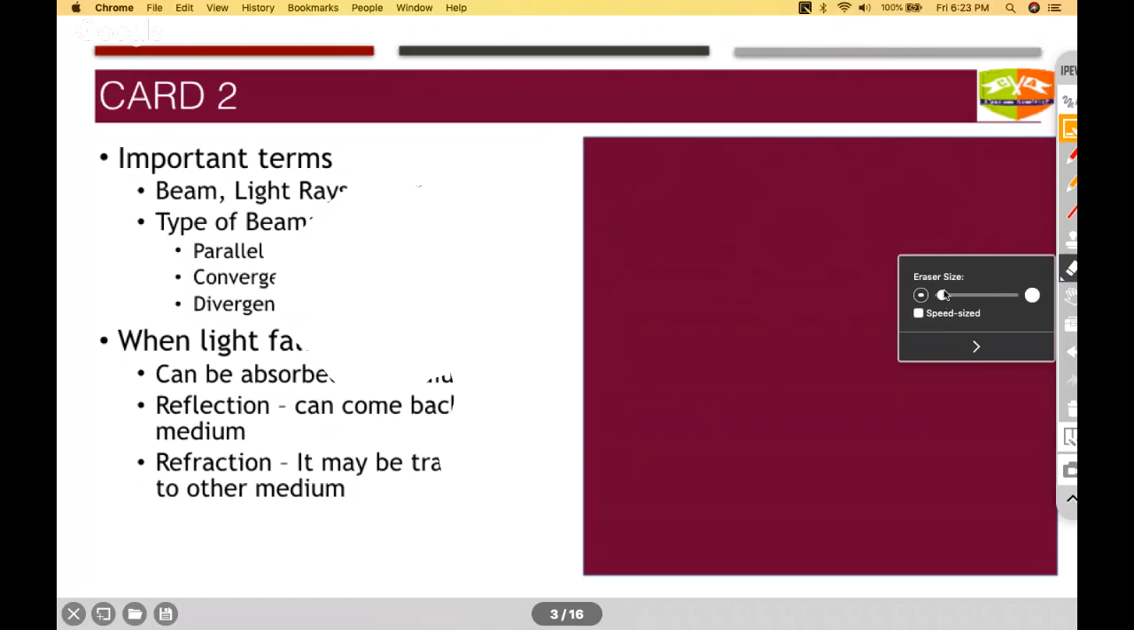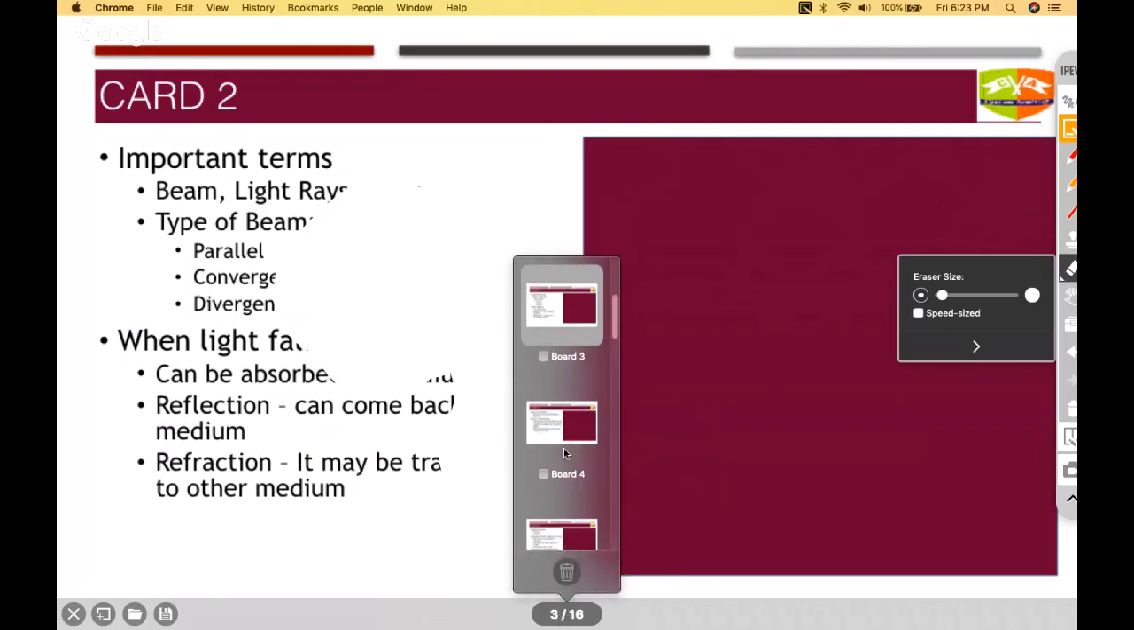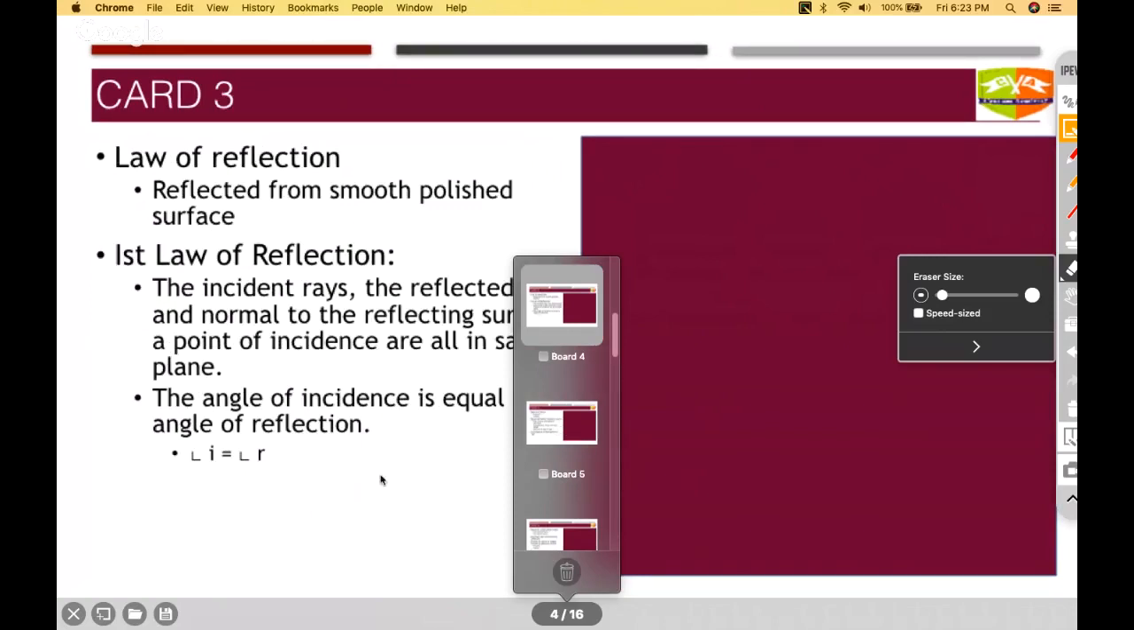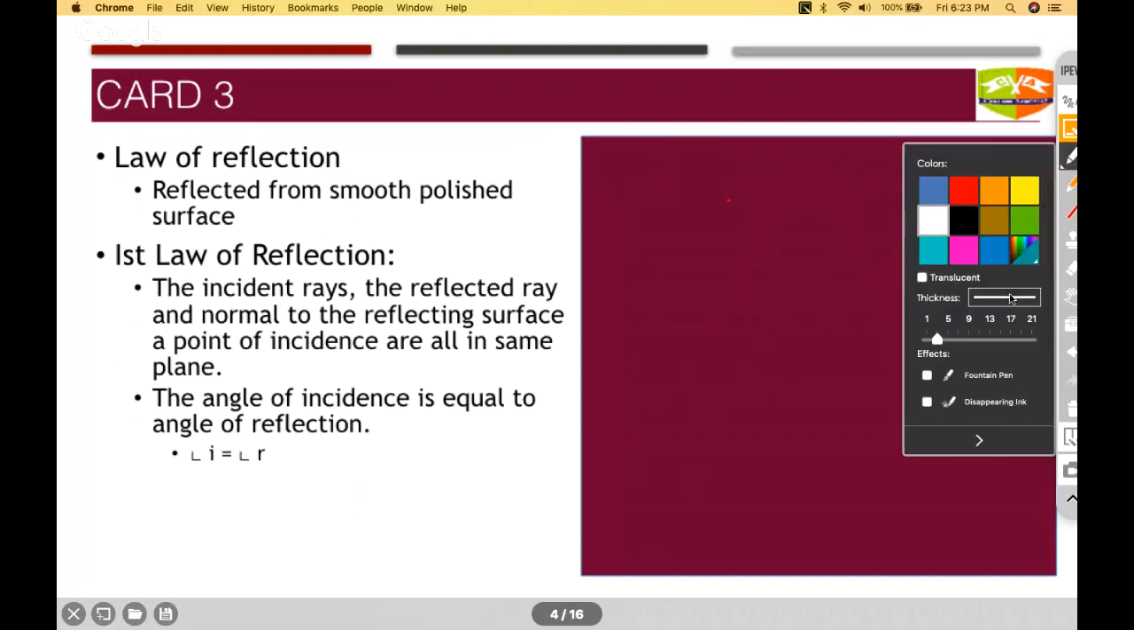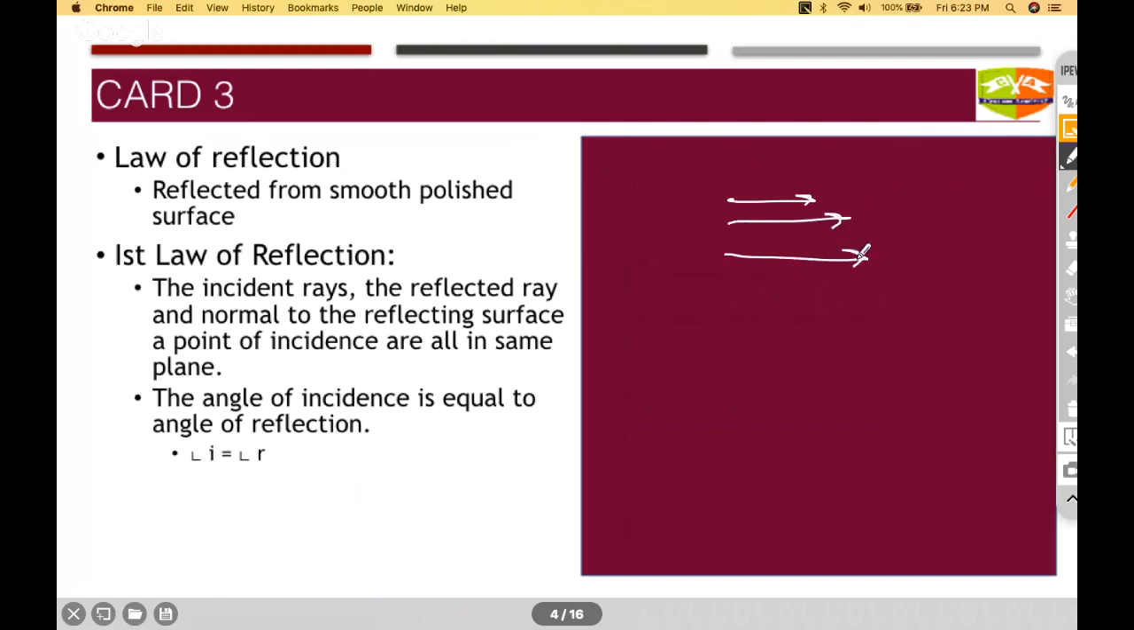Now, what is type of beam? These are small things. Type of beam is parallel, convergent, divergent. I'll define parallel, convergent and divergent beams for you. Parallel beam means which is parallel to the axis. So if any particular beam is like this, moving like this after emanating from point source, that would be parallel beam.